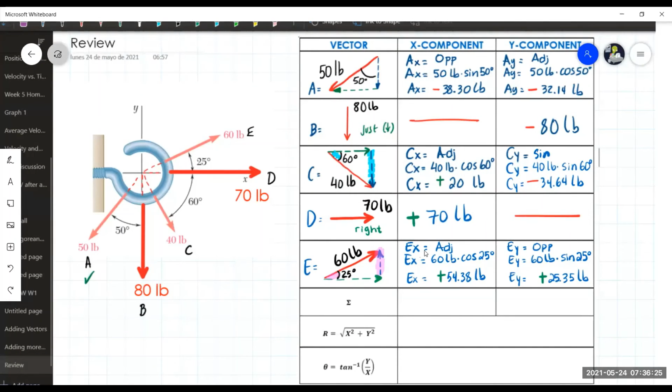Okay, now we do the addition of the x component and the y component. Negative 38.30 plus 20 plus 70 plus 54.38. It gives me 106.08, 0.08 pounds. Did you get the same result? Yes, miss.